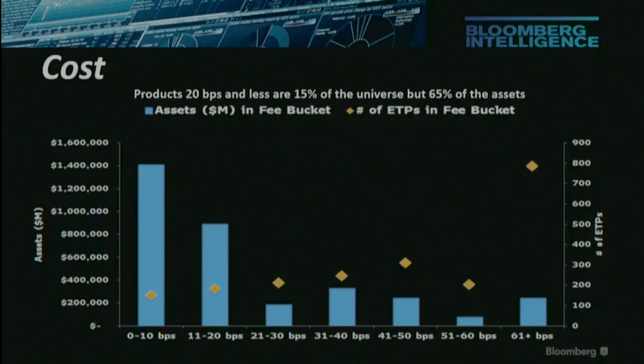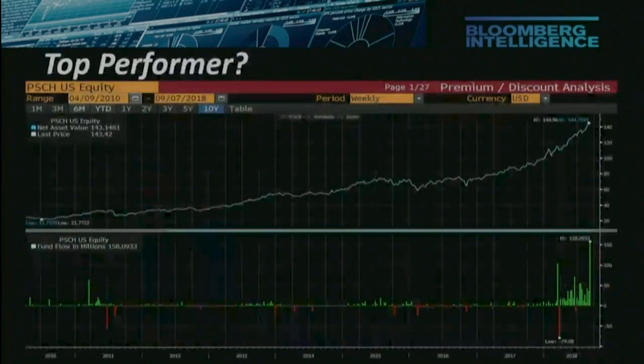So there's this huge focus on cost, and people have been gravitating towards the lowest cost products. But there are some other interesting stats I'll show you about this phenomenon, that some of these really cheap products have been good performers too, which gives it a double tailwind.